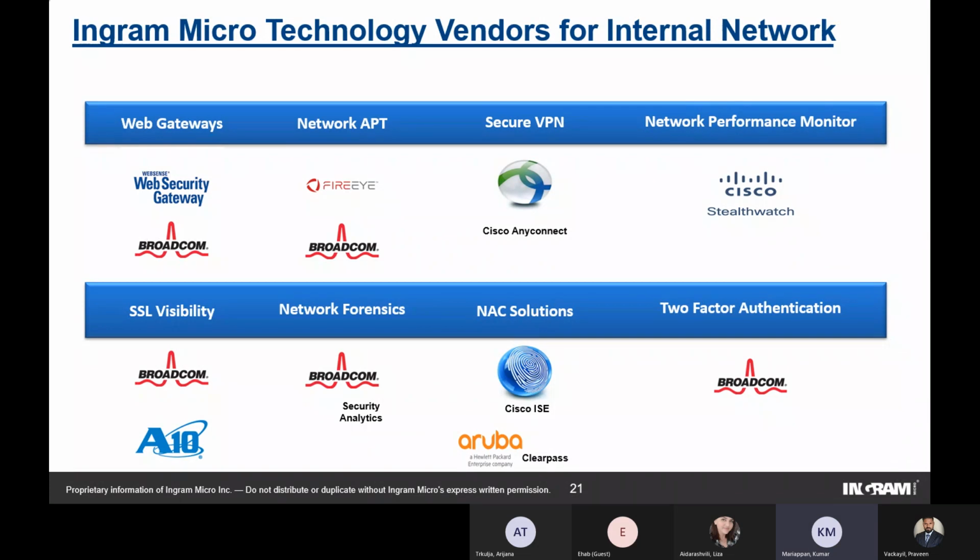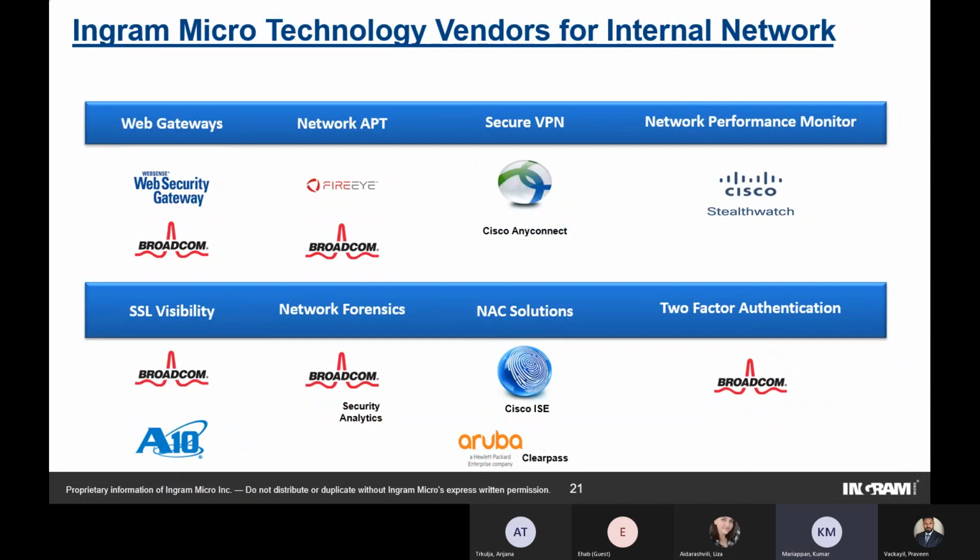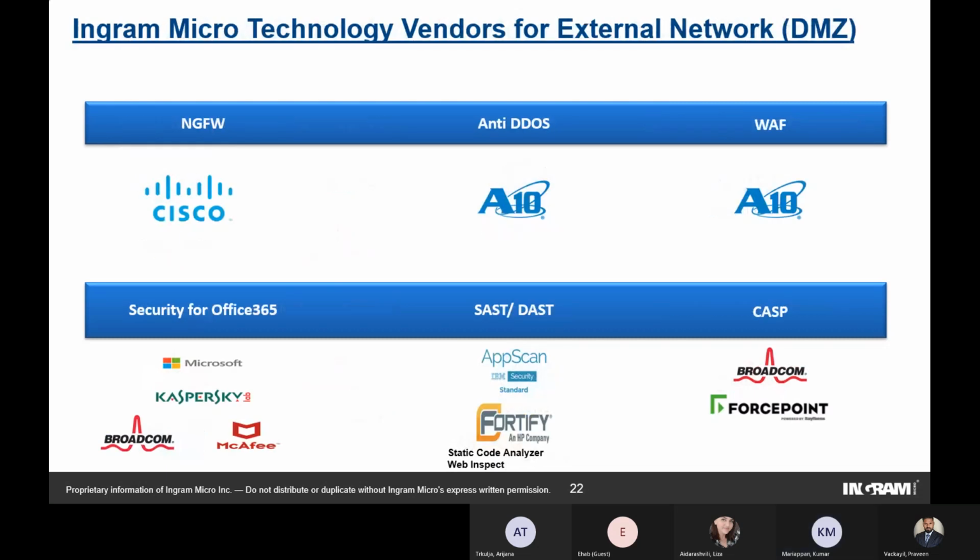Network performance monitors, Cisco Stealthwatch is going to assist you with that. And SSL visibility, you get SSL visibility out of Broadcom or A10, for instance, to get a look at the internal traffic. Network forensic, Broadcom is available. NAC solutions, there are Cisco ISE, there are Aruba ClearPass solutions which are available to protect against or control network access. Two-factor authentication solutions, there are multiple solutions which are available, and Broadcom has one.